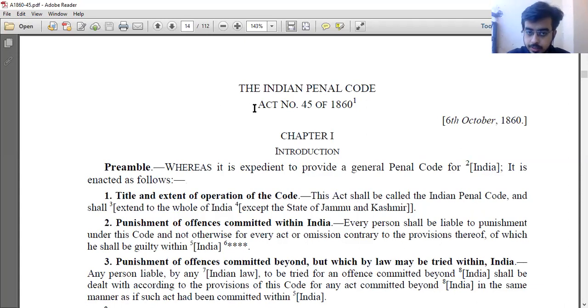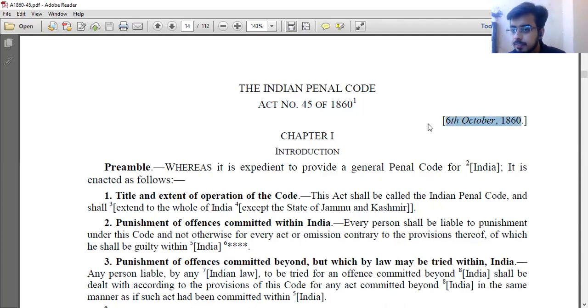The very first thing that you will notice in a Bare Act is something written like this. In the Indian Penal Code, it is written Act number 45 of 1860. What does this exactly mean? It means that the Indian Penal Code was the 45th Act of the year 1860 that was passed by the government. The government had passed 44 different acts before they passed the Indian Penal Code in the year 1860.